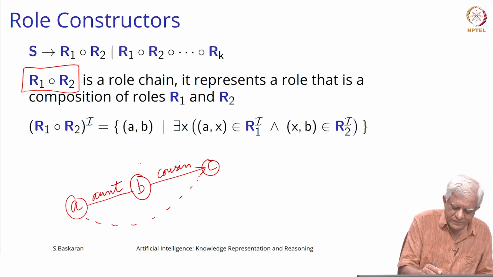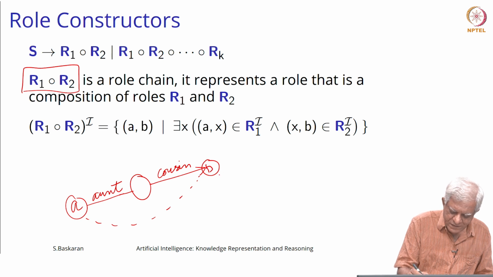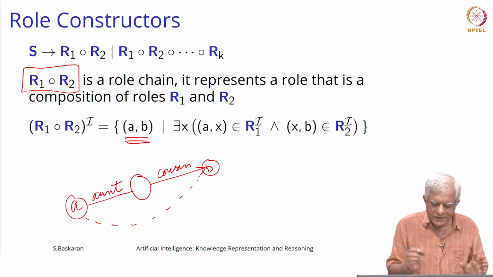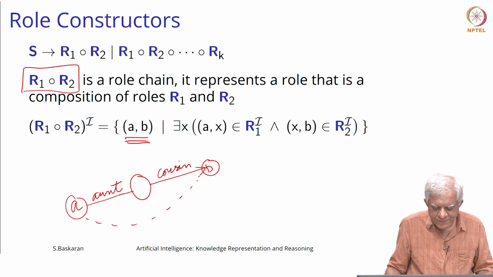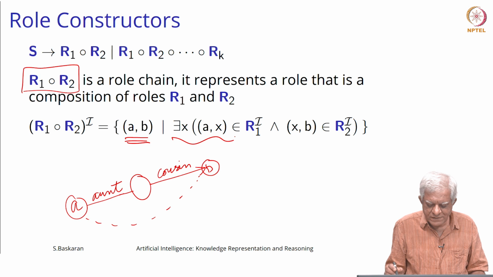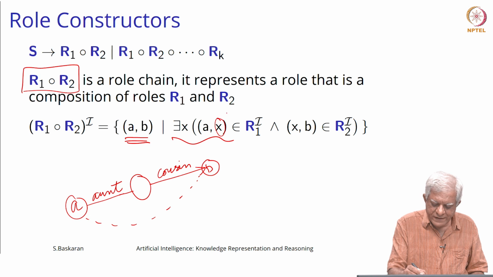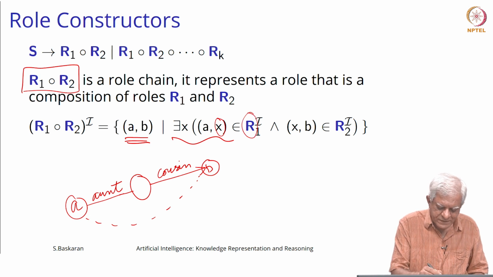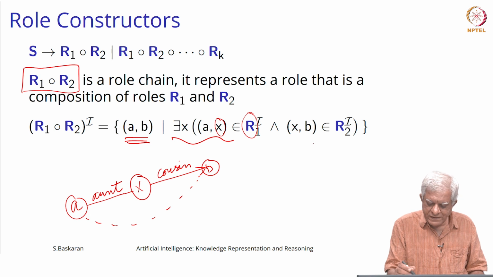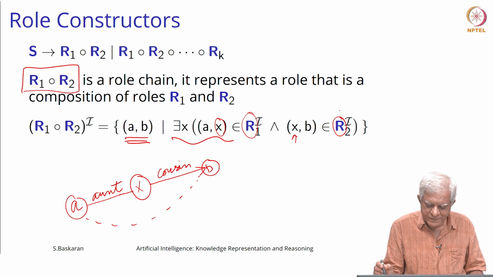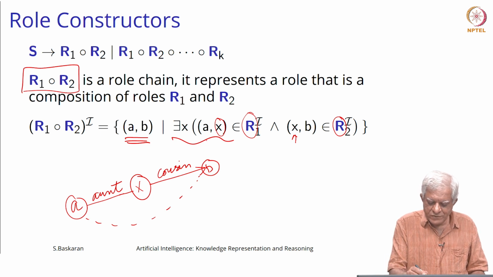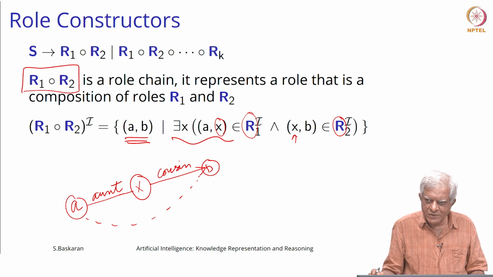So, it is a set of, well, I should really use consistent notation here. So, this is B, because we are trying to define this new role A to B, and what we are saying is that there exists an X such that X is the role filler for the first role. So, this must be X, and X is in the domain of the second role essentially. So, A x belongs to role 1 and x b belongs to role 2.